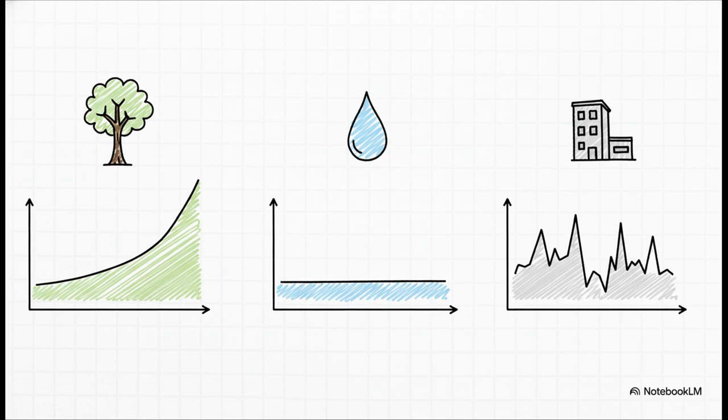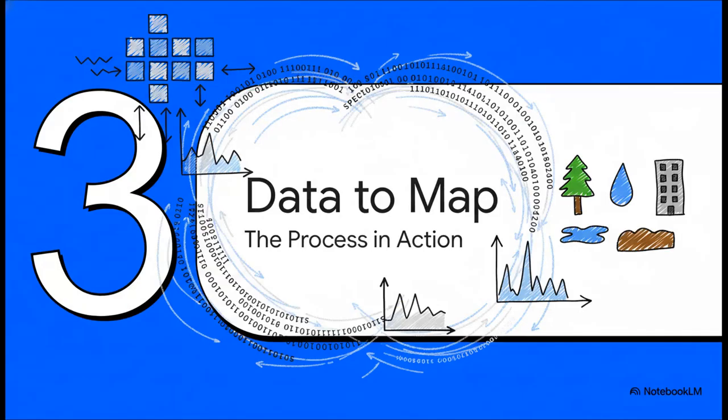Water is the total opposite. It just soaks up most light, which is why its signature is so low. And cities, they're a complete jumble of concrete, asphalt, metal, roofs, so you get a very messy, mixed signature. The computer's job is simply to learn how to recognize all these different patterns. So let's recap. We've got pixels. Each pixel has a number, and a collection of those numbers across different light bands gives us a unique fingerprint, a spectral signature.